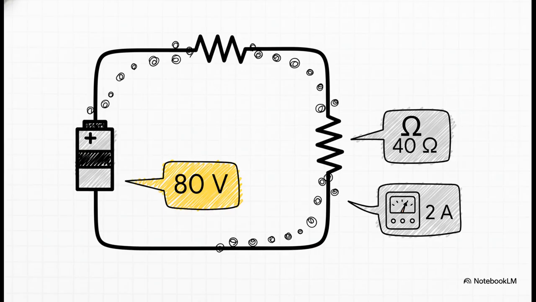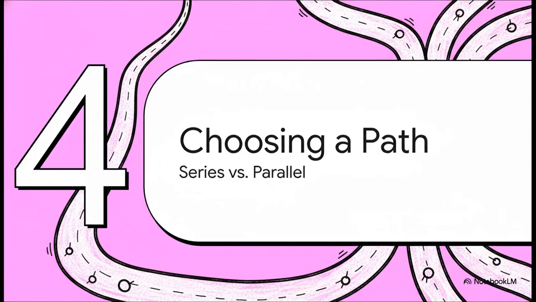The formula is voltage equals current times resistance. So if we know we have a 2 amp current flowing through a resistor with 40 ohms of resistance, we can figure out that it must take an 80-volt push to make that happen. It's really elegant. All right, our electrons know the rules of the road.